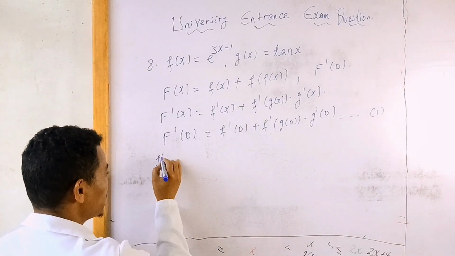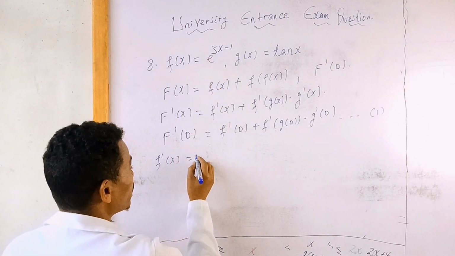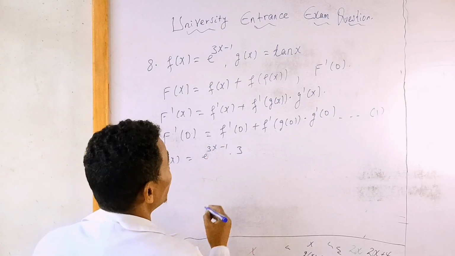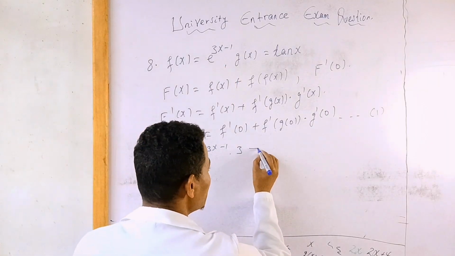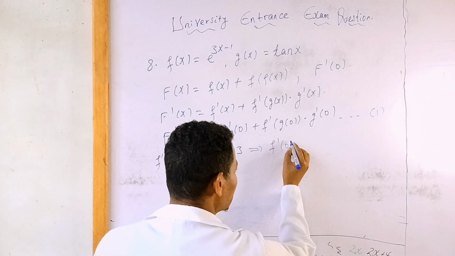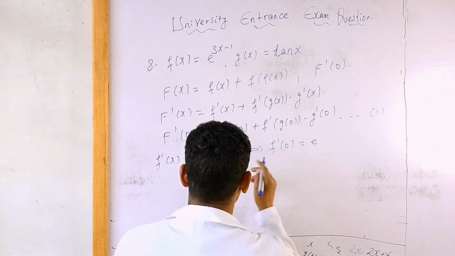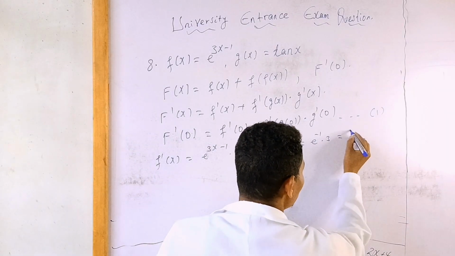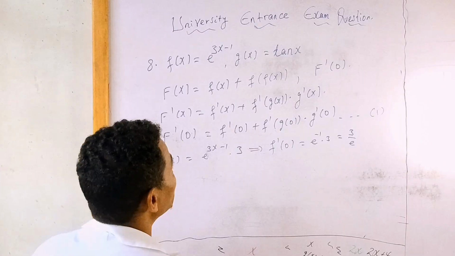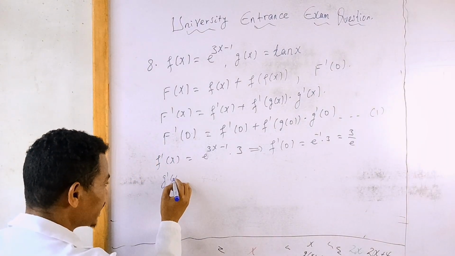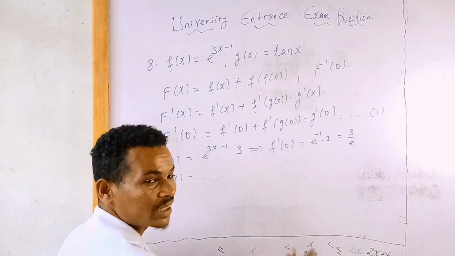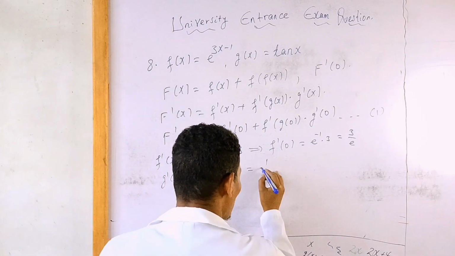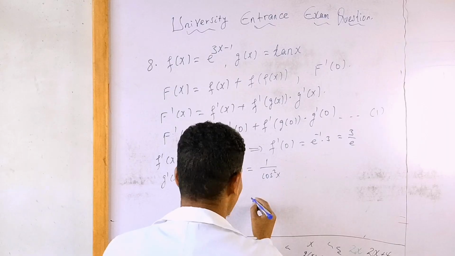We now just consider this one as 1. Now f derivative at x is equal to e to the power of 3x minus 1 times 3, the derivative of 3x minus 1. This implies f derivative at 0 is e to the power of 3 times 0 is 0, e to the power of minus 1 times 3, which is equal to 3 over e. And the other one is g derivative at x, where g of x is tan x. Now g derivative at x is sec square x. It's the same with 1 over cos square x.